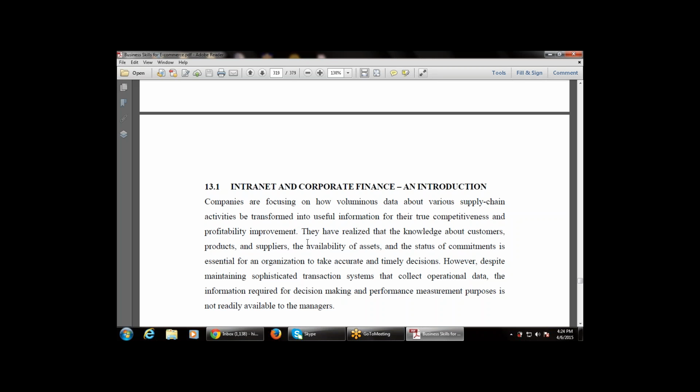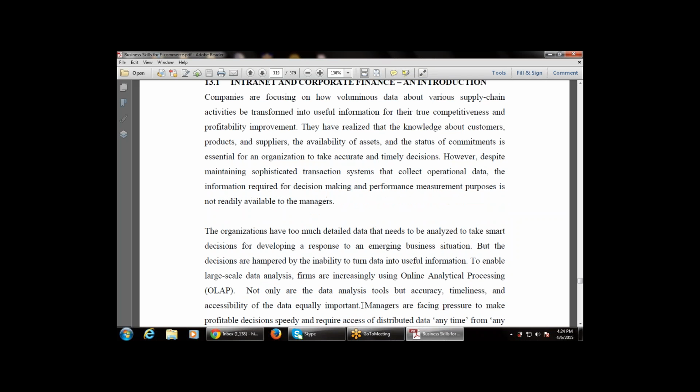However, despite maintaining sophisticated transaction systems that collect operational data, the information that is required for decision making and performance measurement purposes is not readily available to the manager. That is, even though they are using sophisticated transaction systems that collect operational data, the required information is not readily available to the managers.